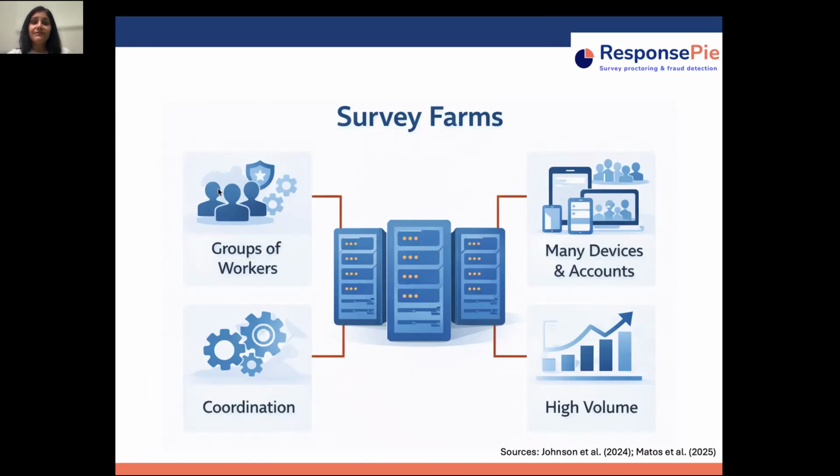So, I mentioned survey farms can include groups of workers, which are really just many individuals that are simultaneously trying to complete surveys. There are many devices and accounts that are involved, so they can simulate numerous unique respondents. It's a coordinated effort. So participants may share instructions, tactics to qualify for different types of surveys and complete them. And there's typically a high volume. So you may see several surveys being completed simultaneously in a short period of time.